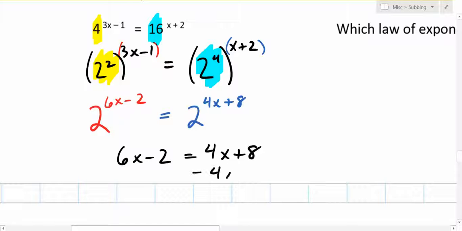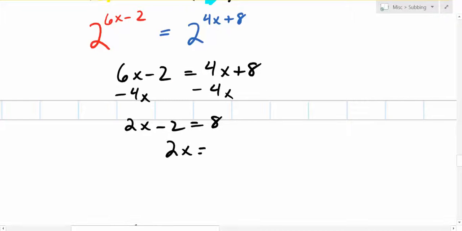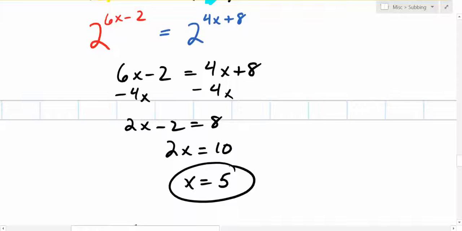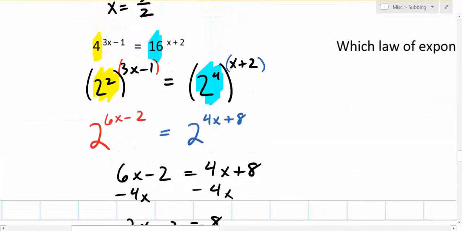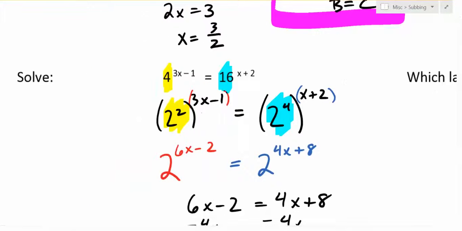Now we can subtract 4x. What do you get? 2x minus 2 is equal to 8. So 2x is equal to 10, so x is equal to 5. Now, how can you check your answers? Plug it back in. And does Ms. Conroy make you do that sometimes?